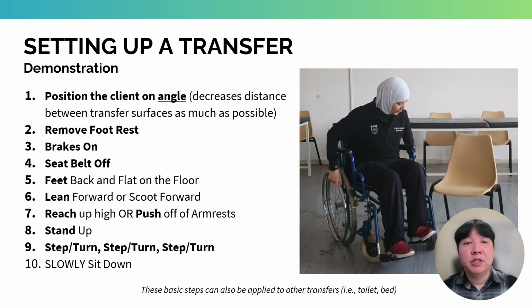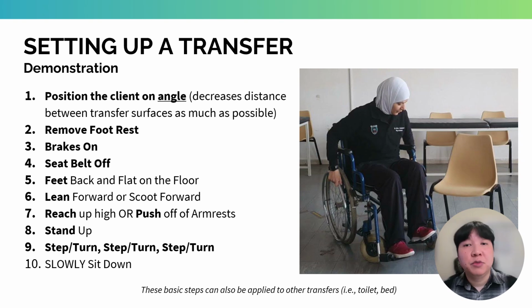Now we are going to demonstrate the steps of setting up a safe transfer using the example transferring from a wheelchair to a chair. Please keep in mind that these steps can be applied to other transfer situations like the toilet, bed, etc. Starting with step 1, ensure the client is as close to the transfer surface as possible by positioning the client at an angle. This helps decrease the distance between the transfer surfaces.